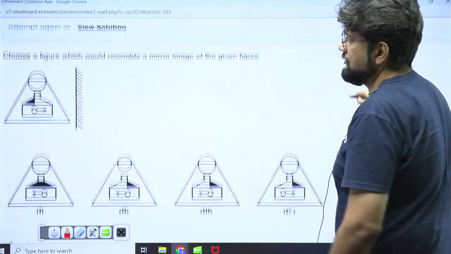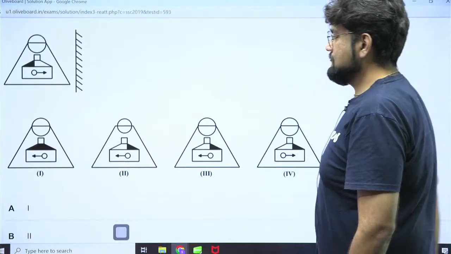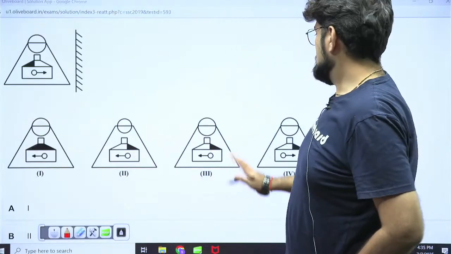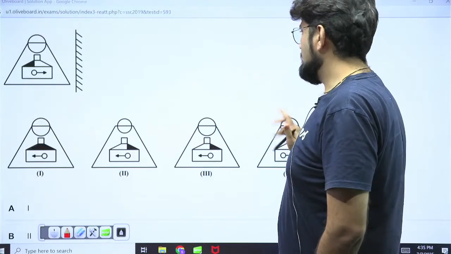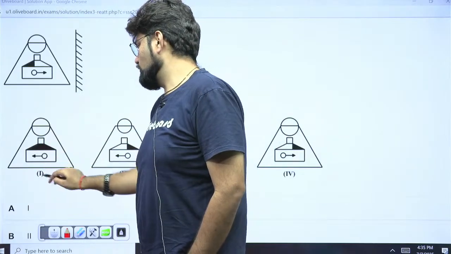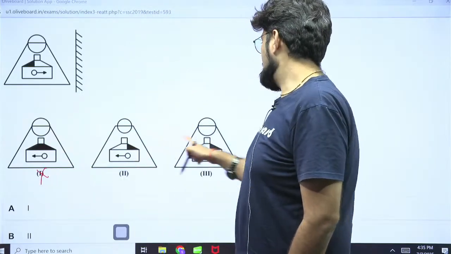Mirror image again. Let's pick up element wise. Circle is the same. Square on the top everywhere. The backside will be highlighted. This is not possible. Whole full highlight. And backside highlighted, backside. Okay.